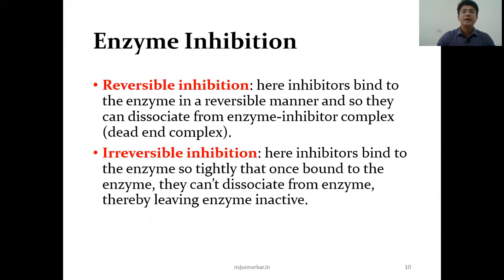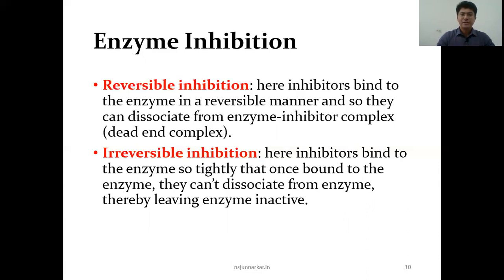Enzyme inhibition is another phenomenon that is observed. This is exhibited by the inhibitors. Enzyme inhibition can be broadly categorized into reversible inhibition or irreversible inhibition. In reversible inhibition, inhibitors bind to the enzyme in a reversible manner, and so they can dissociate from the enzyme inhibitor complex. The enzyme inhibitor complex is often referred to as a dead end complex.